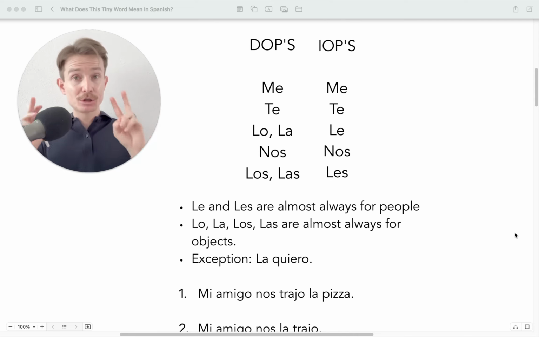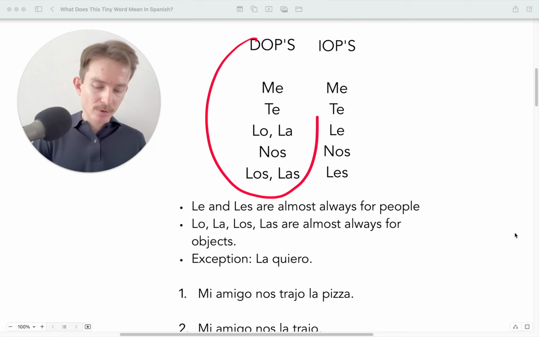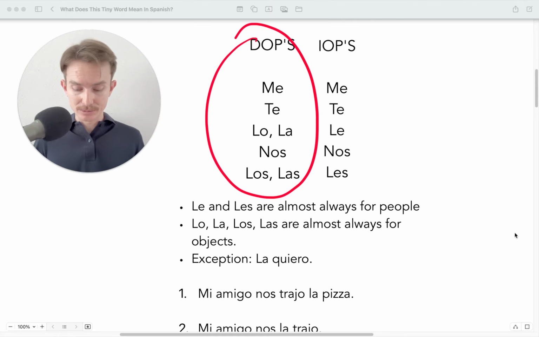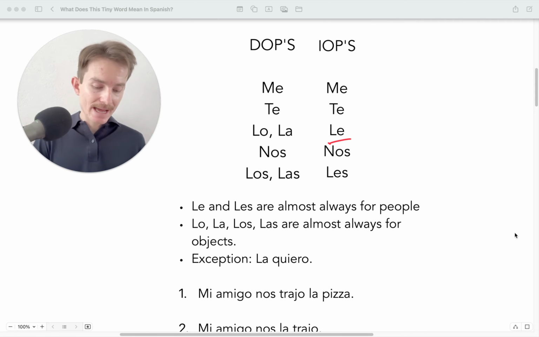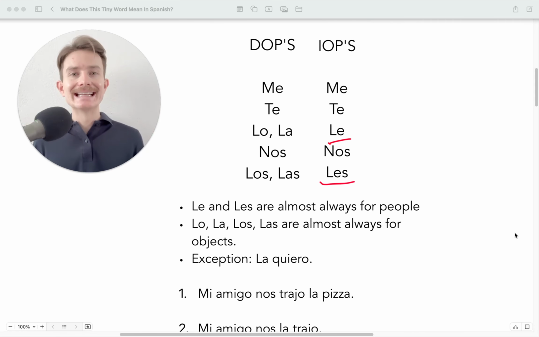So we have two kinds of object pronouns, direct and indirect. These are our pronouns for the direct object pronouns: me, te, lo, la, nos, los, and las. And for our IOPs, almost the same, except for two key differences: me, te, le, nos, and les.